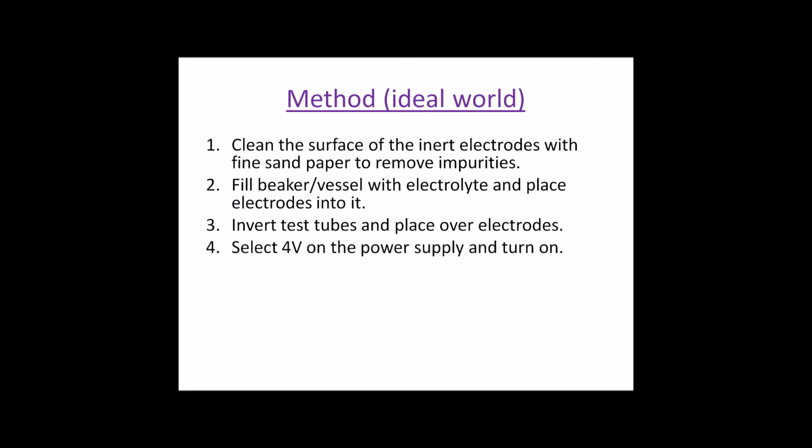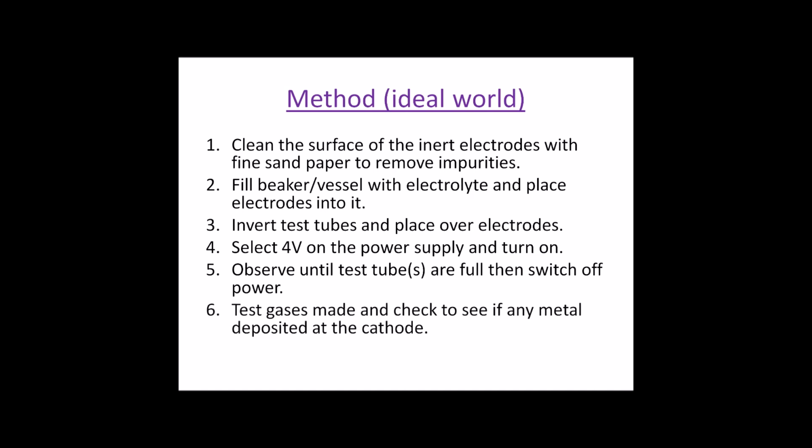Select 4 volts on the power supply because we don't want too high a voltage because it could be dangerous. Turn it on. And then we're going to observe until the test tubes are full. So we're going to observe what happens to the colour of the solution, to the amount of bubbles at each electrode or anything else that we may see. When the test tubes are full, we can switch off the power and test the gases made and check to see if there's any metal at the cathode, being the negative electrode.